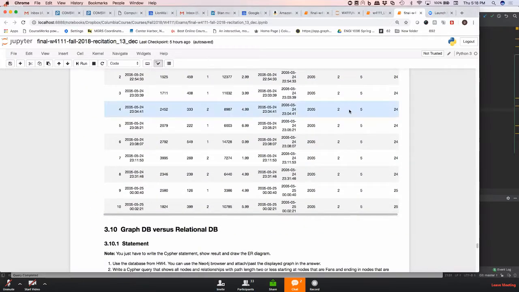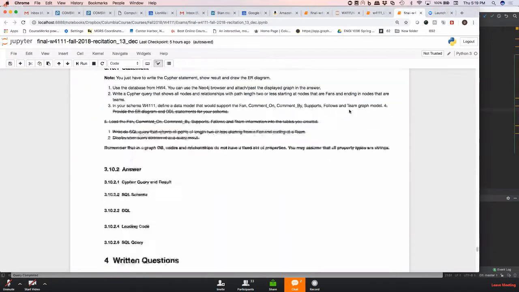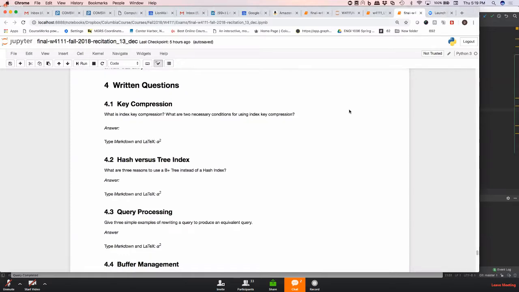All right, so key compression. What is index key compression? What are the two necessary conditions for using index key compression? Does anyone know the answer to this question?